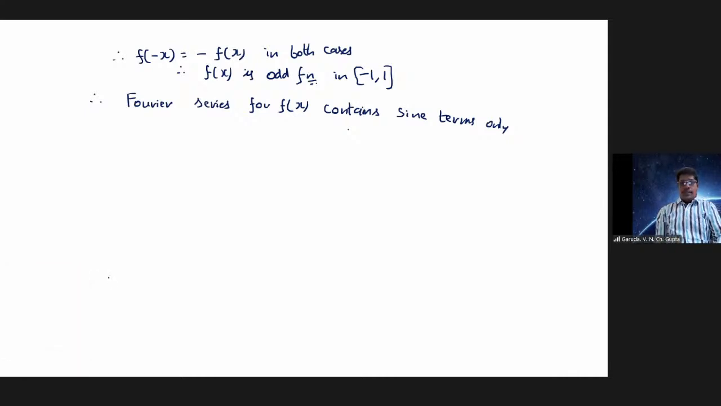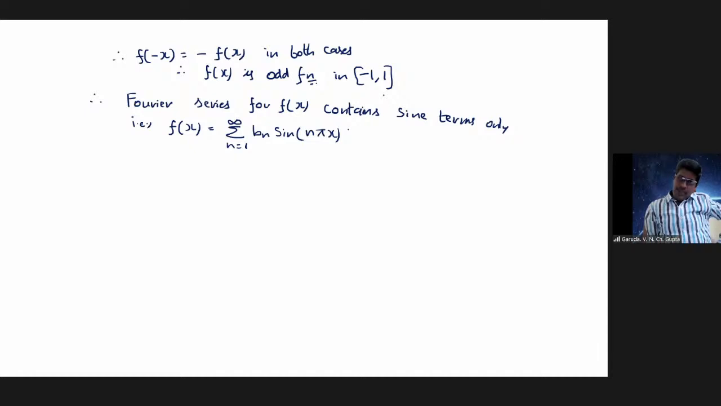Okay, so that is, f of x can be written as sigma, summation n is equal to 1 to infinity, bn sine n pi x. So what is the Fourier series for an odd function in the interval minus L to L, minus L comma L? Sigma, that is sigma is also read as summation. Sigma n is equal to 1 to infinity bn sine n pi x by L. Here the L value is already 1. Okay.